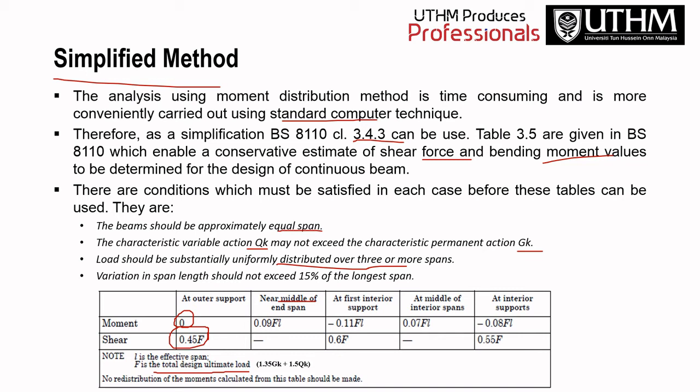Okay, at first interior support you will get this value, which is negative 0.11FL, and this is 0.6F. At middle of interior span you will get 0.07FL, and this is none, no value. And at the interior supports, for each support the moment is negative 0.08FL, and the shear is 0.55F.